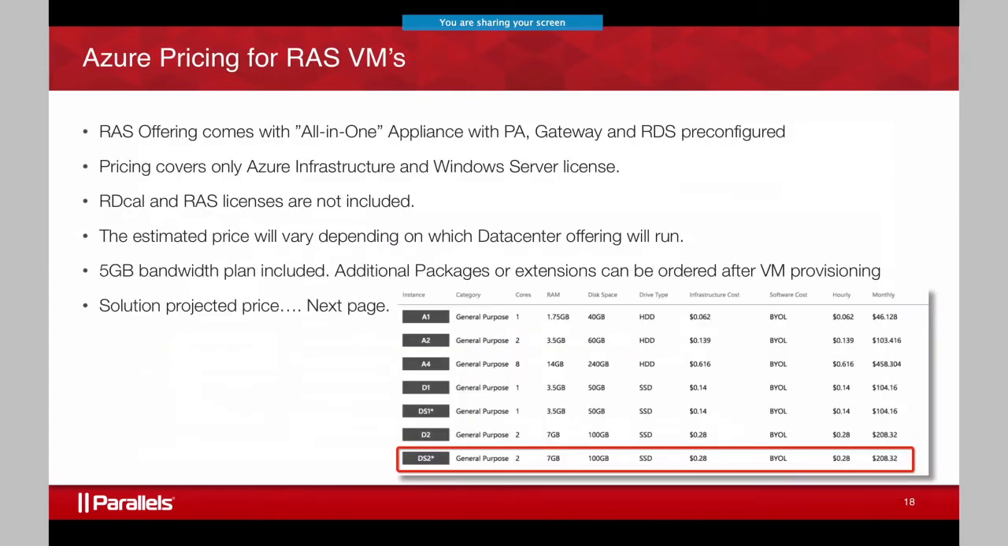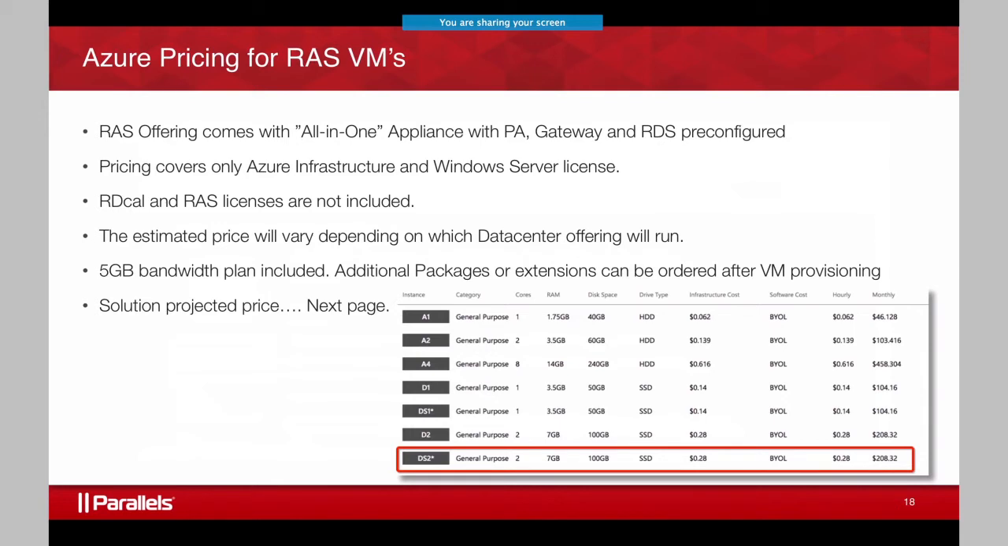And how it works. We have what we call the RAS offering called all-in-one, which comes with a publishing agent. It comes with the PA, gateways, and RDS pre-configured. Pricing covers only Azure infrastructure and Windows Server license. So you can bring your own RDCALs and RAS licenses through Parallels My Account, like what you have today with Parallels My Account to consume the licenses.